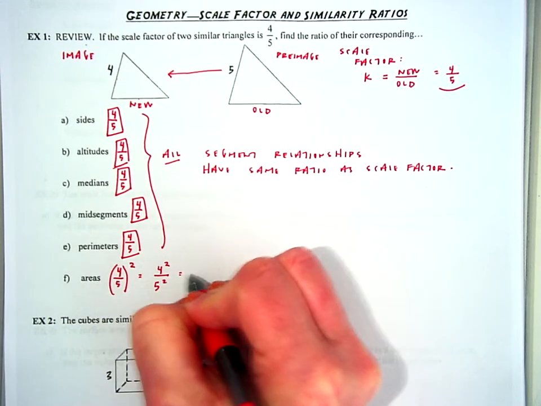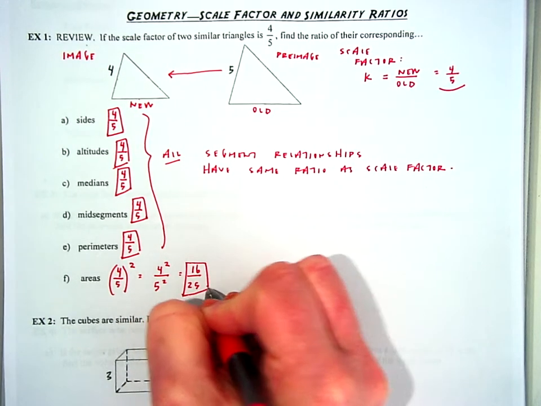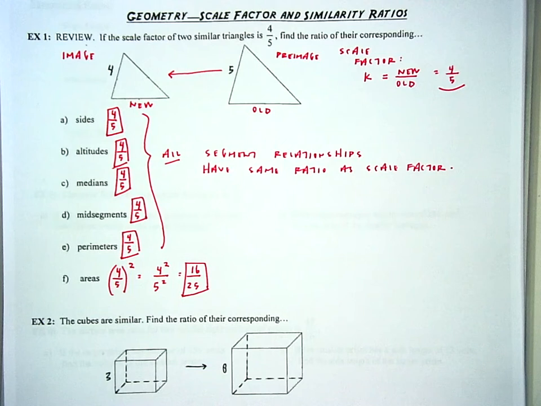Okay, so this first problem is really just a review of what we did earlier this semester, when we talked about our 2D shapes, our two-dimensional shapes. We looked at our triangles, we looked at our squares, our trapezoids, parallelograms, circles, etc. So we know that any segment relationship is going to be the same ratio as the scale factor, but area will be the scale factor squared. So now we're going to extend that to our three-dimensional shapes that we're looking at right now.